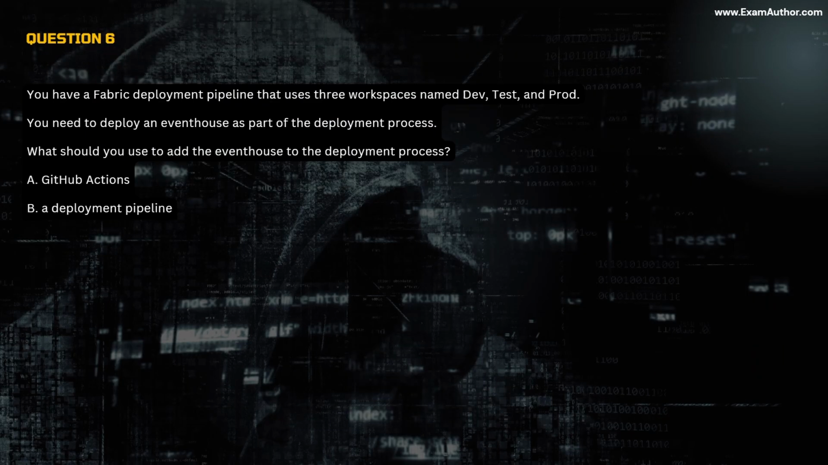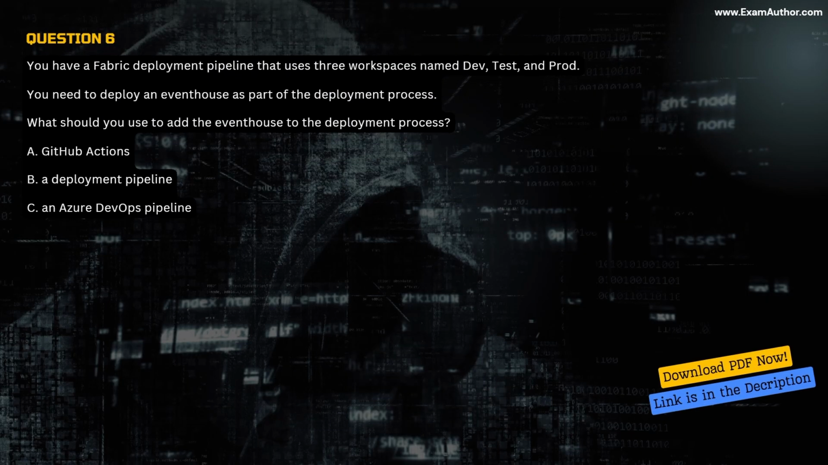Question 6. You have a Fabric deployment pipeline that uses 3 workspaces named Dev, Test, and Prod. You need to deploy an event house as part of the deployment process. What should you use to add the event house to the deployment process? A. GitHub Actions. B. A deployment pipeline. C. An Azure DevOps pipeline. Correct answer B. A deployment pipeline.